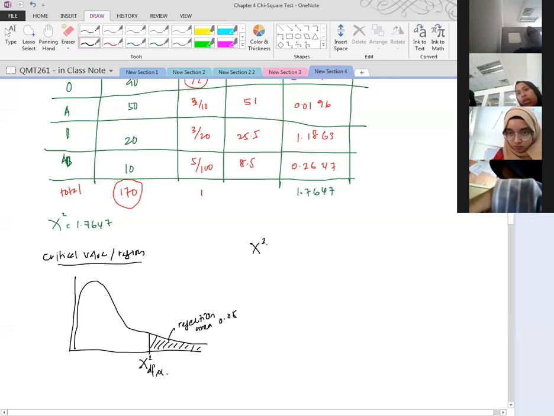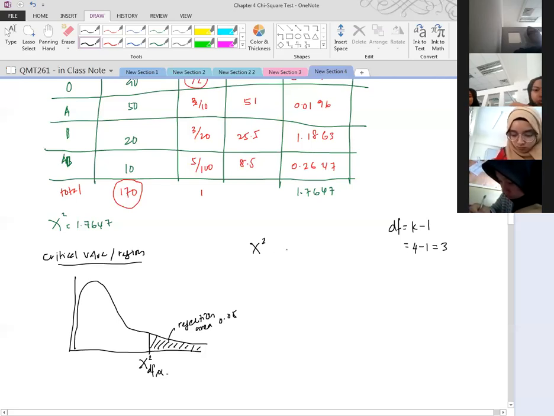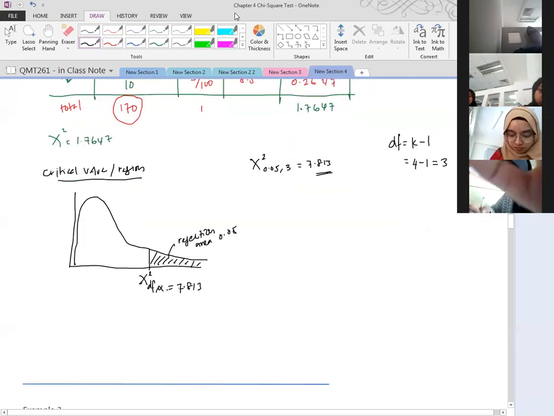So our degree of freedom is k minus 1. So our k is 4, minus 1, so it should be equal to 3. So this is our alpha 0.05 with degree of freedom 3. So this one should be equal to 7.813. Right, this is 7.813.